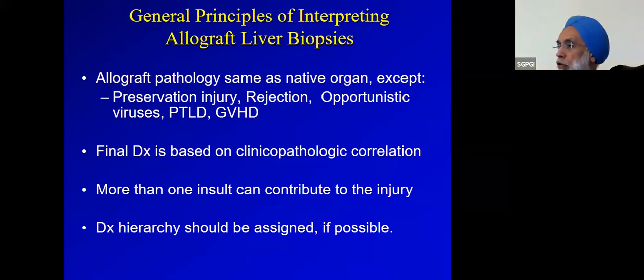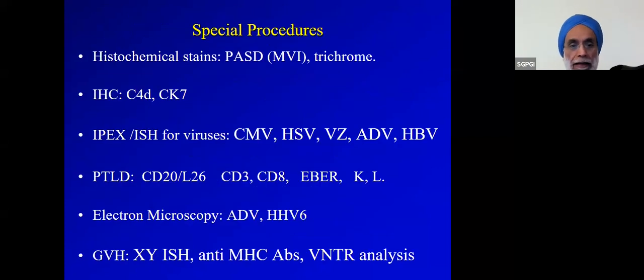And the final diagnosis should always be based on a discussion with the clinicians. So you should discuss every biopsy with the hepatologist or the surgeon before you render a final diagnosis. And when you're seeing multiple causes in the same biopsy, you should try to list them in the order of importance so that the clinicians know what's the most important cause of dysfunction, what's number 2, what's number 3, and so on. That's useful for clinical management.